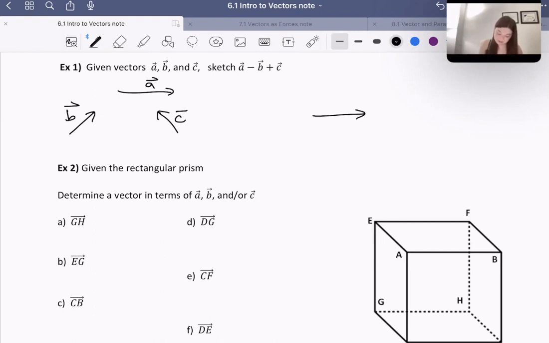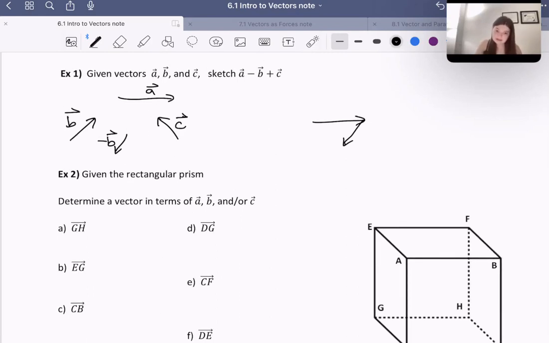So B would normally go this way, so minus B is going to be like this, and then plus C, so C is like this. So where do we end up? We end up right here, right? Now you could make your vectors, there's multiple answers for this. Oh, and I should specify this is A and then minus B and then C. I should label what I'm actually doing there.